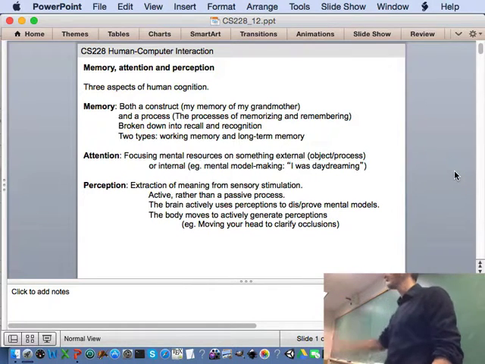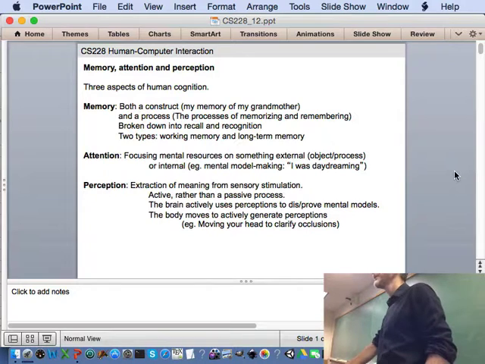Attention is your ability to focus your mental resources on things that are happening outside, hopefully this lecture, or things that are happening internal, and how exactly does that work? How do you allocate mental effort to things going on around you or in you?